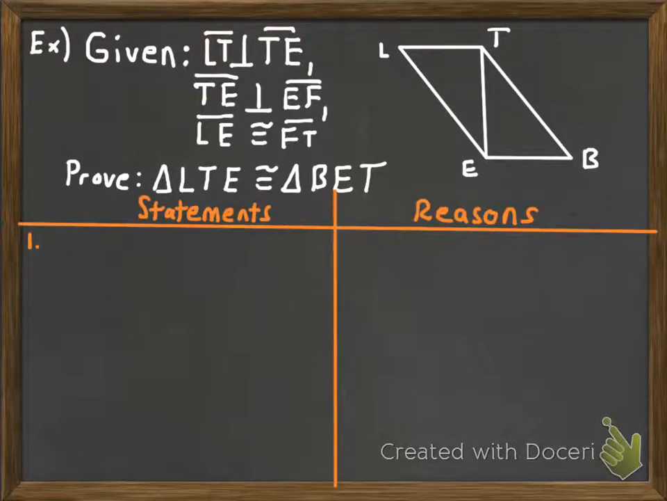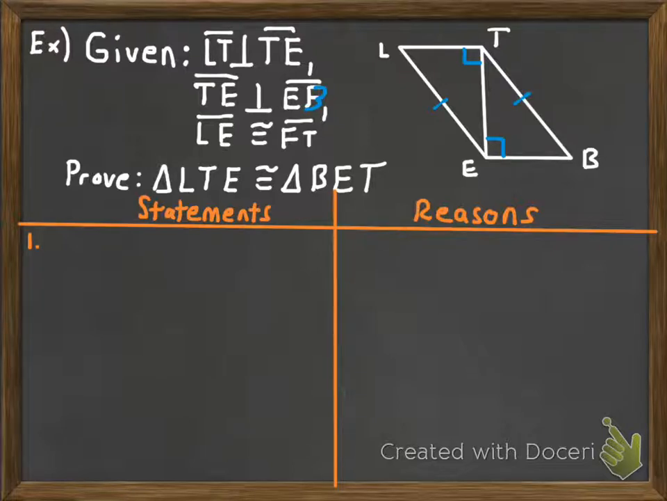Now let's take a look at what we know about these two triangles based on the given information. We see that segment LT is perpendicular to segment TE, which would of course make this a right angle, angle LTE. And then we also see that segment TE is perpendicular to segment E, well that's supposed to be a B, not an F. It's perpendicular to segment EB, and so that makes this a right angle right there. Let me fix that F, change that into a B. There we go. Okay, we also can see that segment LE there is congruent to segment BT, excuse me, right there.